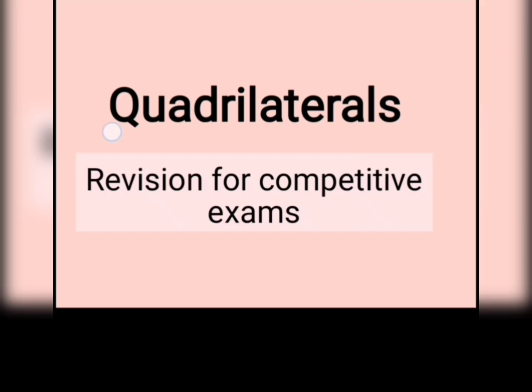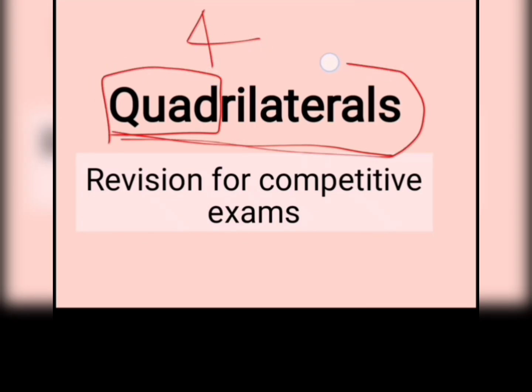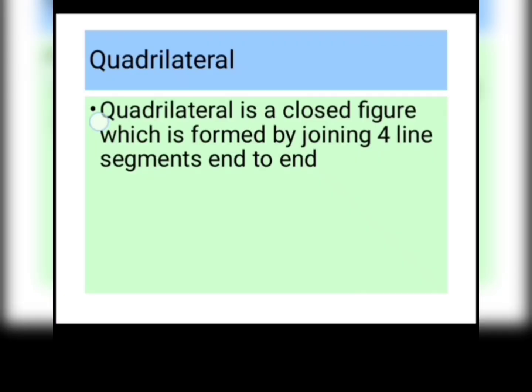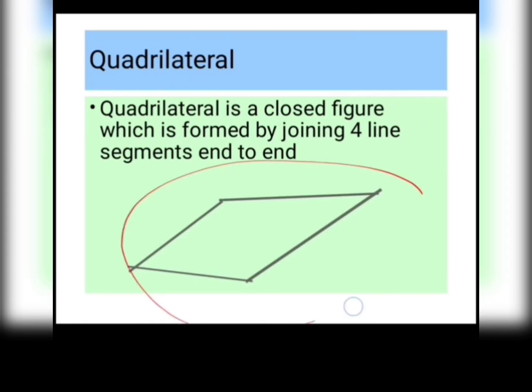Quadrilateral, in the name itself, it tells quad. Quad means 4. A quadrilateral is a closed figure which is formed by joining 4 line segments end to end. You have to join 4 line segments end to end.